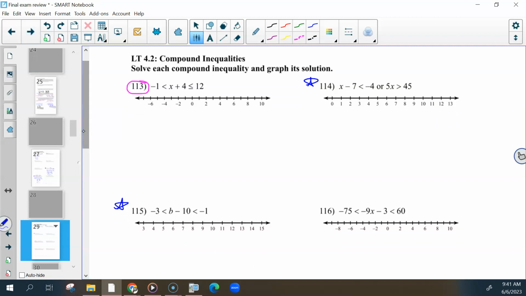So this is an OR because it says that, which means we're going to solve both of them separately. Add 7 to both sides on 1. So x is less than positive 3, sorry. Divide both sides by 5 for the other. When you're writing your final answer, put OR in between. The ORs graph away from each other. These will both be open circles at 3 and at 9, but facing out.